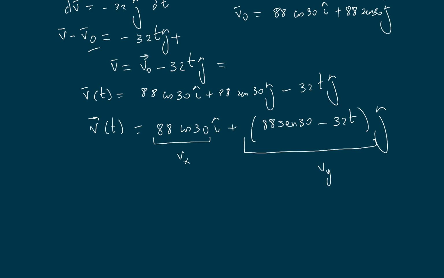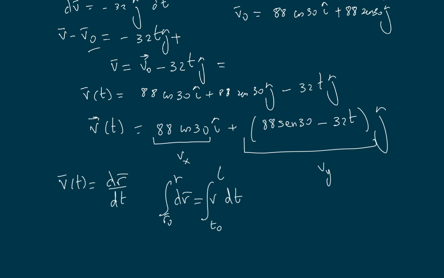So who is r of t? I know what v of t is. v of t is the derivative of r with respect to t. So dr is v dt. How will I find r? I will make the integral from r0 to r, and here the integral from t0 to t. You see, the vector r is related with the time t, and r0 is related with the time t0.